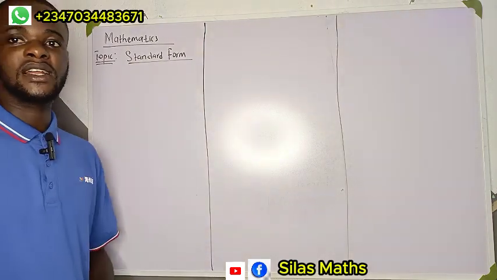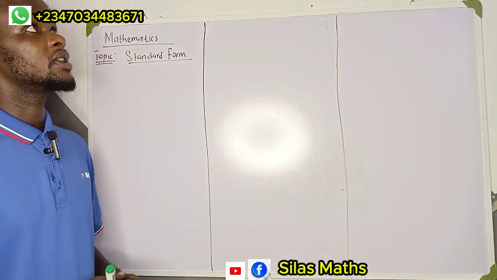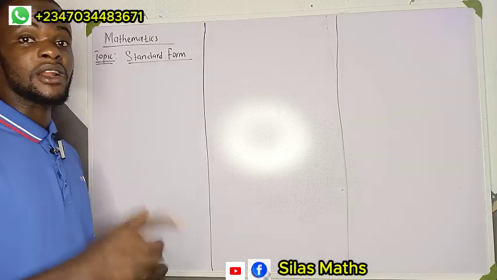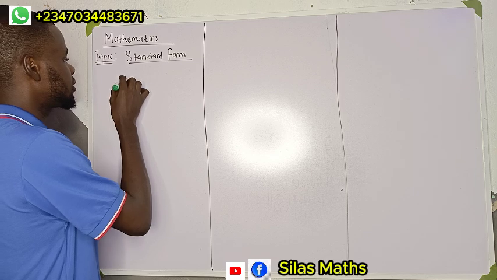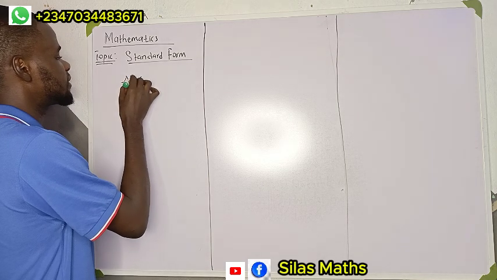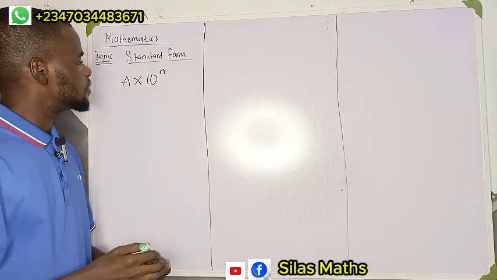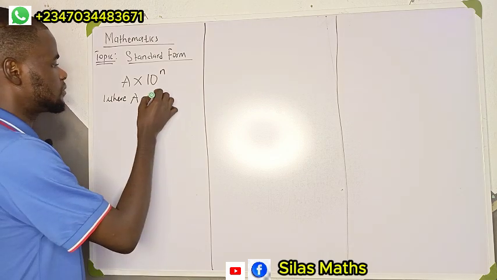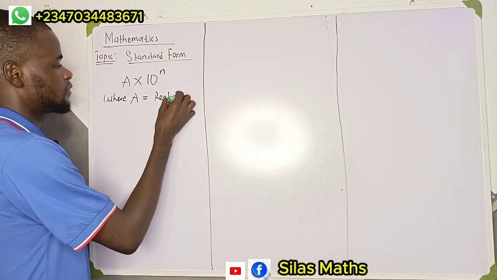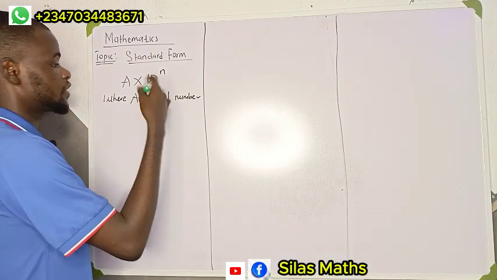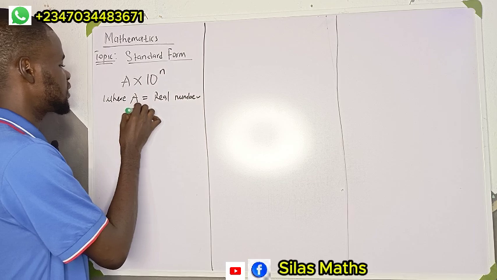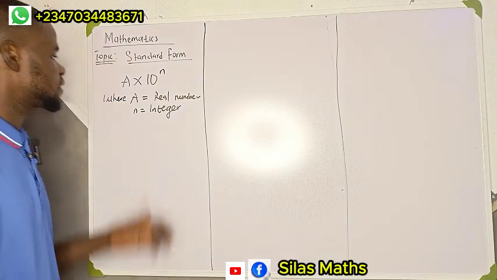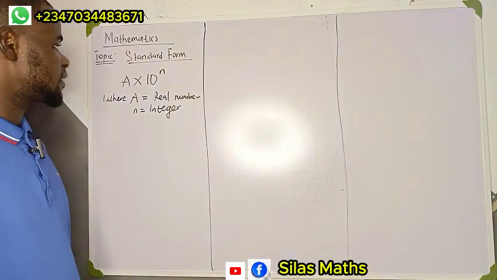So the question is, what is standard form, or when do we say a number is actually expressed in standard form? A number can be said to be in standard form if that number is expressed in the form of, let's say, a times 10 raised to power n, where a is equal to a real number, that's any number of our choice, and n is equal to an integer. So n is equal to an integer, so we say that the number is in standard form.